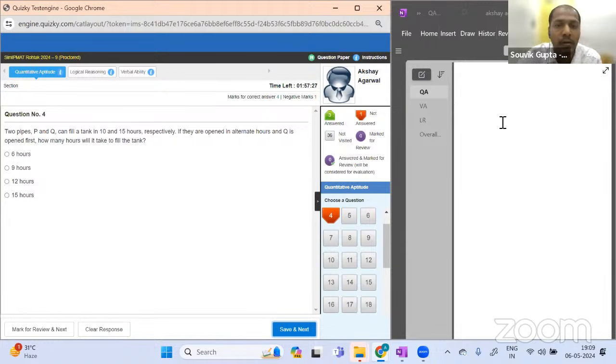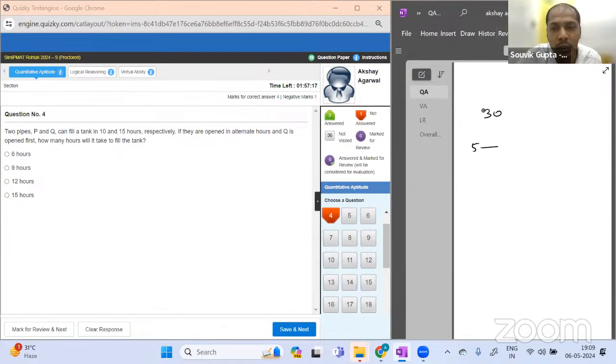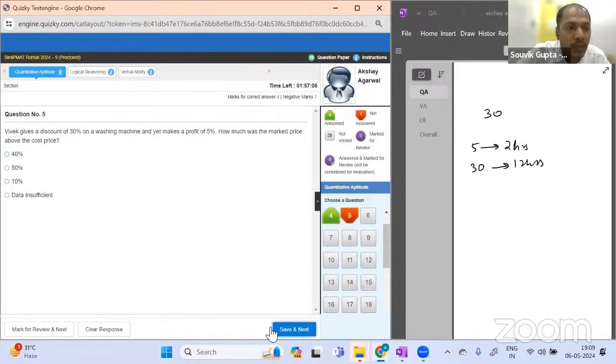10 and 15, LCM would be 30. So total work is 30. First pipe does 3 per unit, second pipe does 2 per unit. So 5 units in 2 hours. Therefore, 30 units would be done in 5 into 6. So 2 into 6, 12 hours. 12 hours. Okay, four questions done in less than 3 minutes.